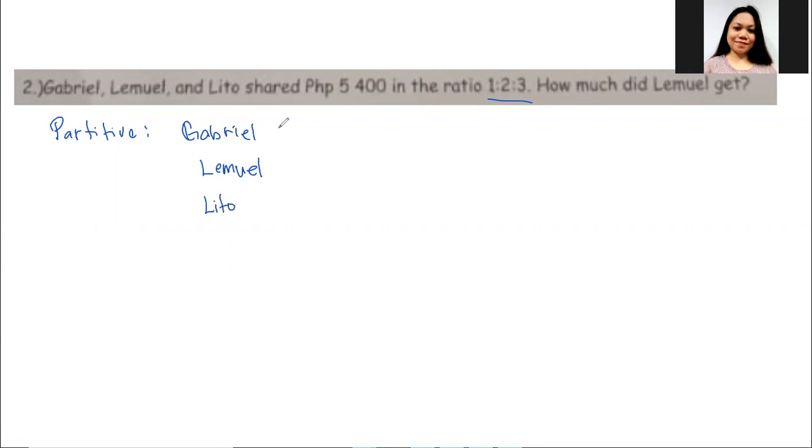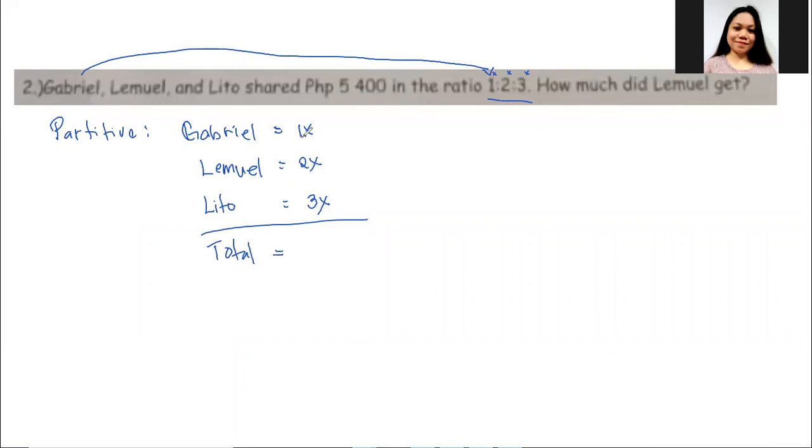And Lito. It says here, Gabriel has a ratio of 1 part, Lemuel has 2. So in here, you just basically add X on each one of the ratios. I'm going to write 1X here, and for Lemuel I will have 2X, and Lito I will have 3X. And so the total number of parts is equal to 1 plus 2 plus 3, that's going to be 6X. So this represents the total number of parts. Once you get the number of parts, you write that as part of the equation. So you will say 6X equals 5400, because that's the total amount of money.